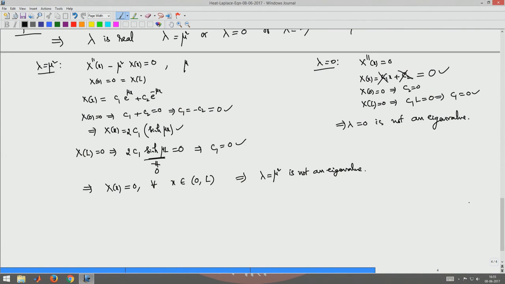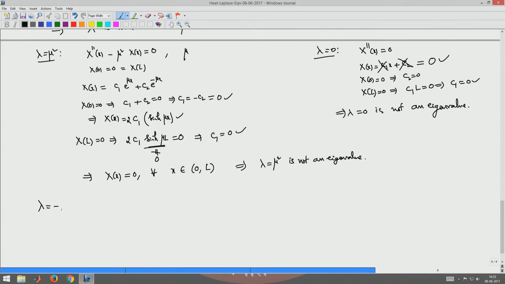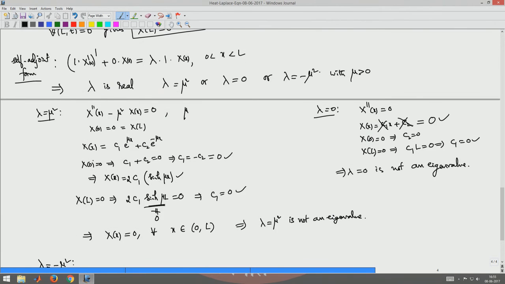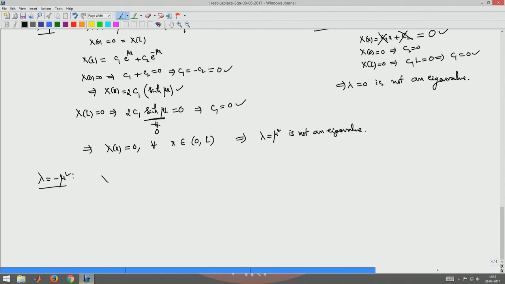So with this, we are left with only lambda equal to minus mu square. So this will give me the eigenvalues. You have X double dash of x plus mu square X of x equal to 0, x between 0 and L, with X(0) equal to 0 and X(L) equal to 0. So what is the general solution here? Because this is minus mu square, if you look for an e power kx kind of solution, k will be plus or minus i mu, so that you have e power i mu x and e power minus i mu x. They are linearly independent solutions. Similarly, if you add and subtract, you will see that sin(mu x) and cos(mu x) are solutions.